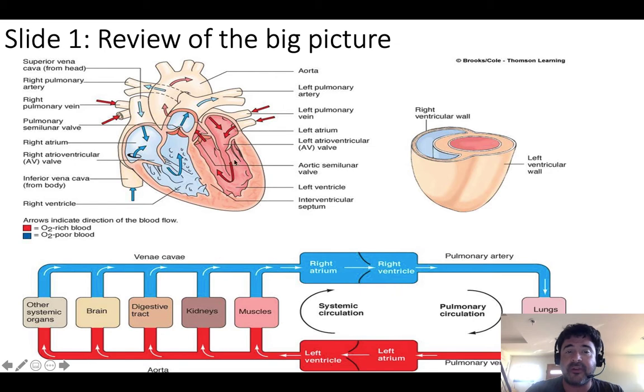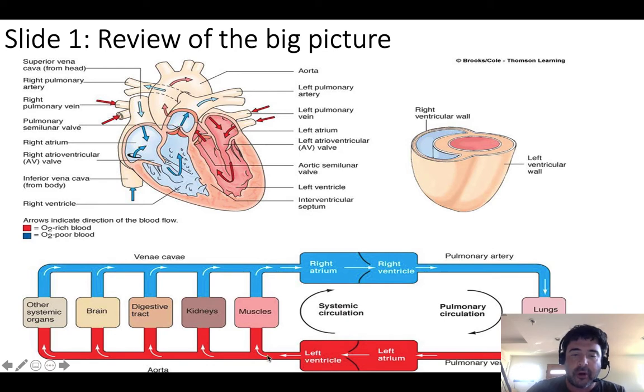So starting at the left side of the heart, we know it's the left because the apex is here, and we can see that the muscular wall in the left ventricle is much thicker than the right ventricle. So we know it has to be the left side of the heart. Blood in the left ventricle, when the ventricle enters into systole, is moved up and out the aortic semilunar valve into the aorta. The aorta is a big artery, and the aorta will eventually branch and feed into all of the arteries in the body.